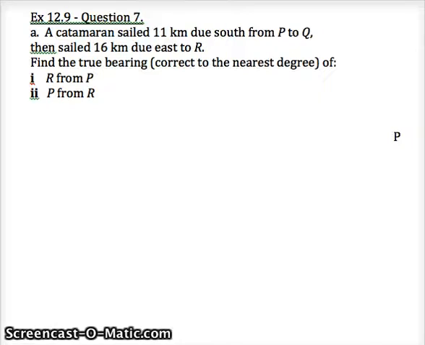Now this is exercise 12.9, question 7a on bearings. In this question we're told that a catamaran sailed 11 kilometres due south from P to Q. So I'll just mark that information in first.